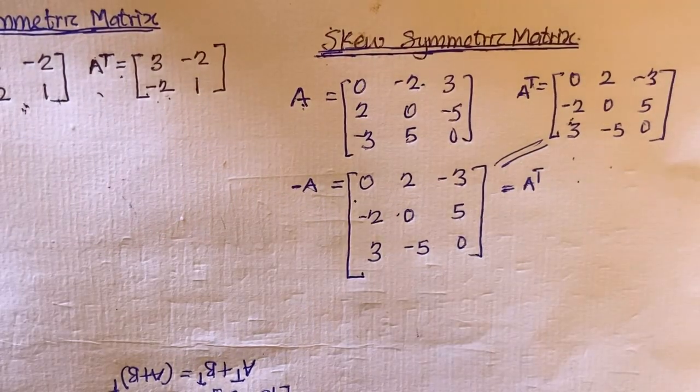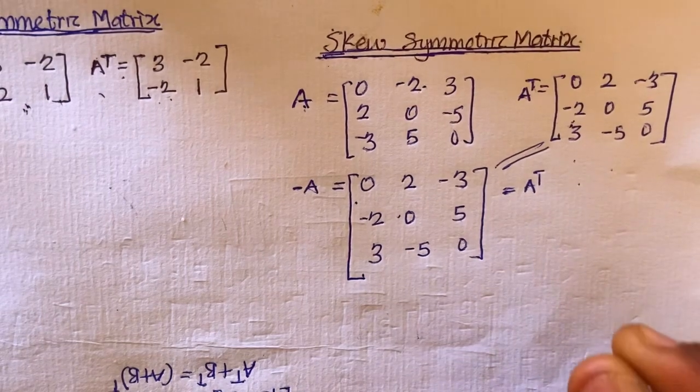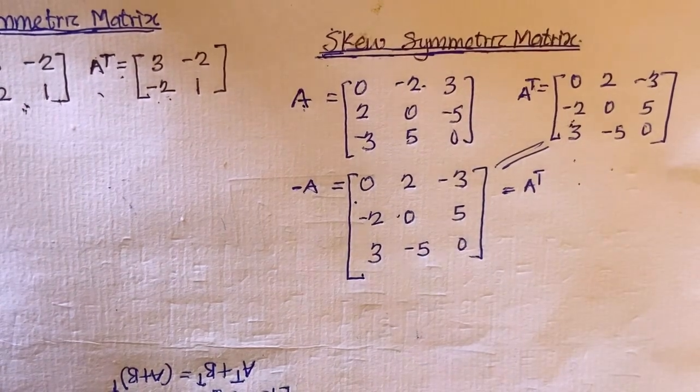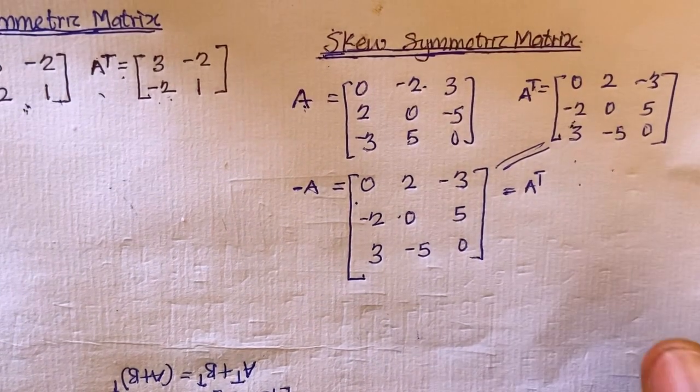A matrix is said to be skew symmetric if its transpose is equal to its negative. That is, a matrix is said to be skew symmetric if its negative is equal to its transpose.